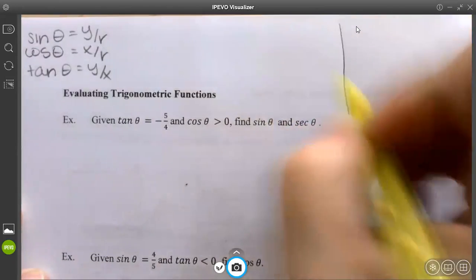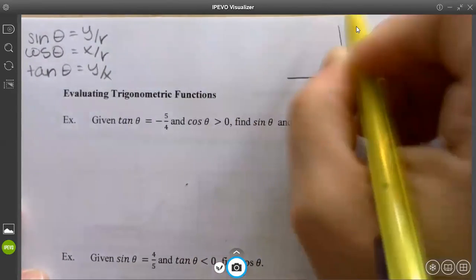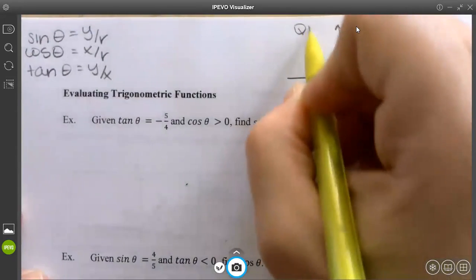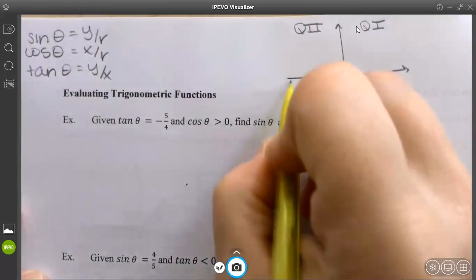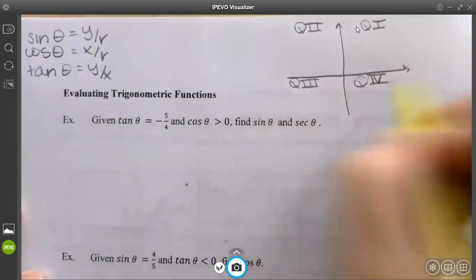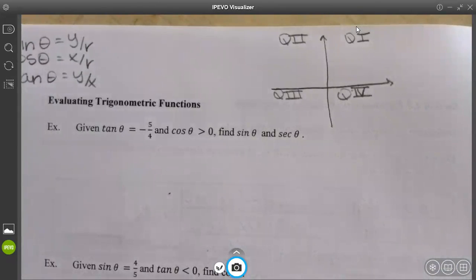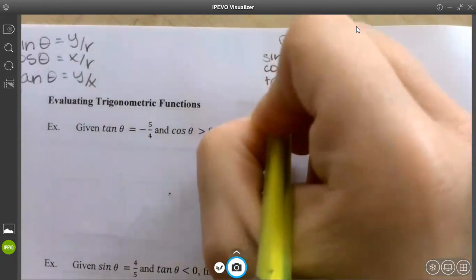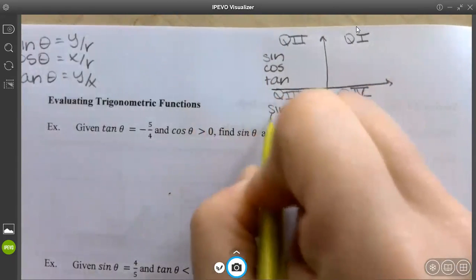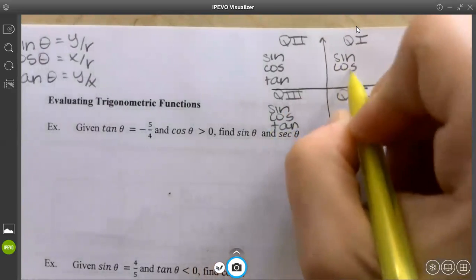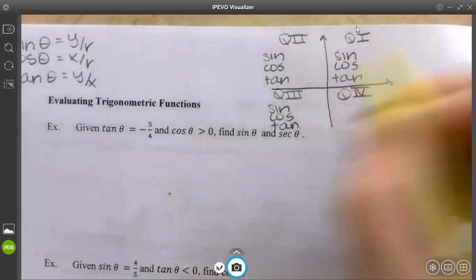So make your coordinate plane again. Quadrant 1, quadrant 2, quadrant 3, quadrant 4. In each one, write sine, cosine, and tangent. So a column of sine, cosine, tangent in each one. So this is like a little cheat sheet for you.